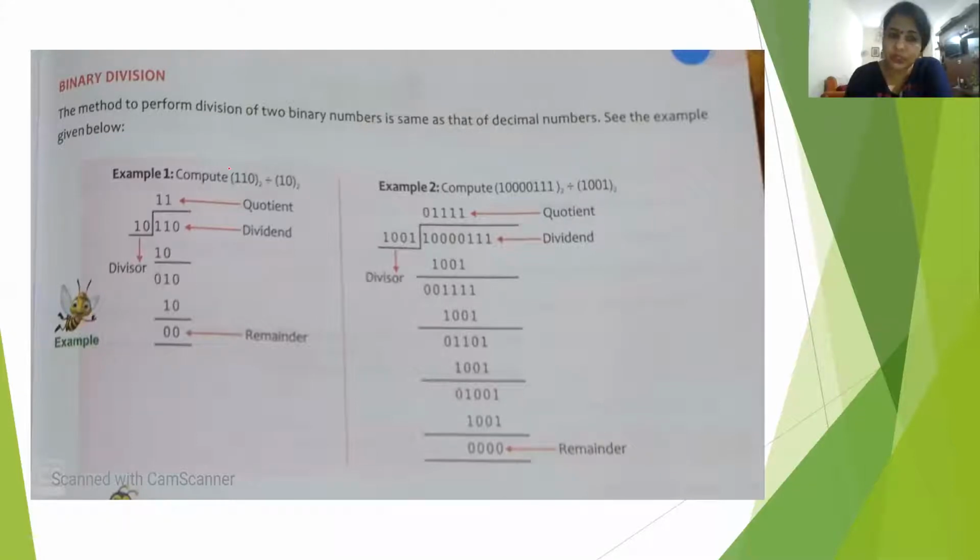So 110, what is its binary equivalent? That is 6, and 10 is 2. Now in normal division, we write 6 and then 2. 2 threes are 6. We subtract, and we get 0. So 0 is the remainder and 3 is the quotient.